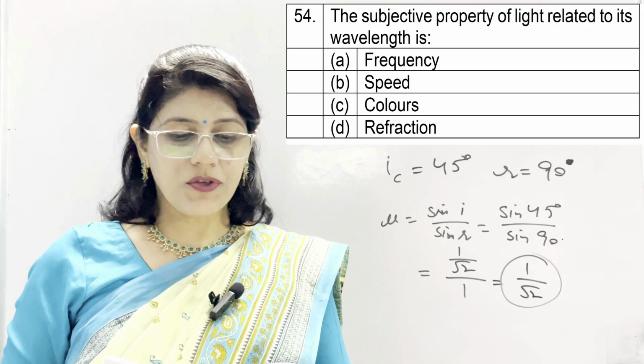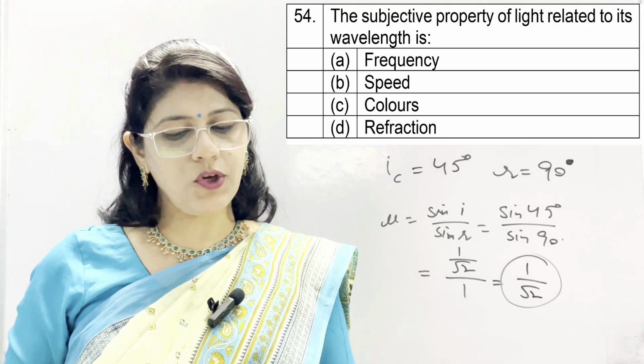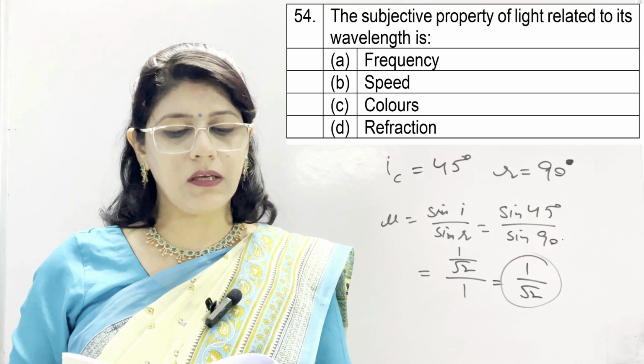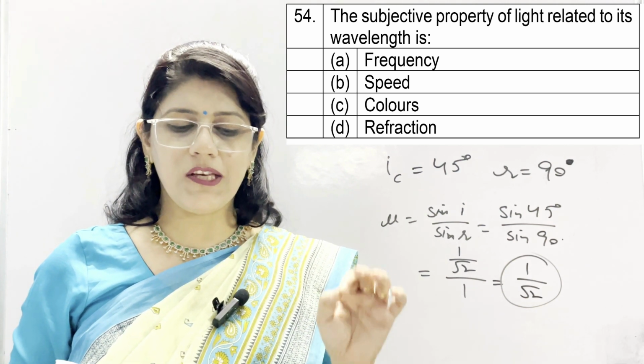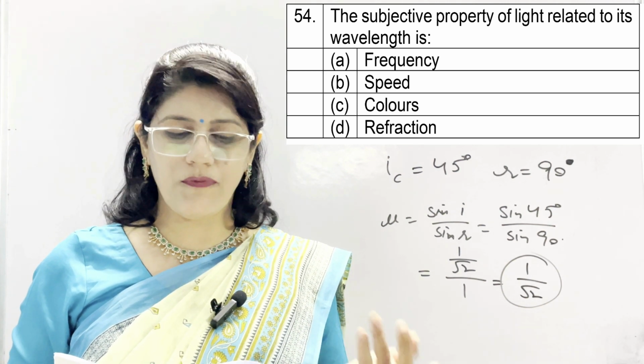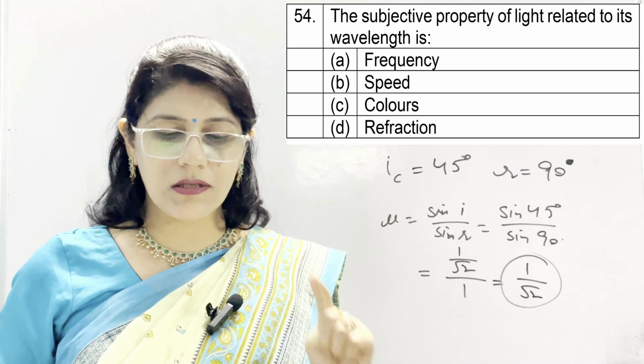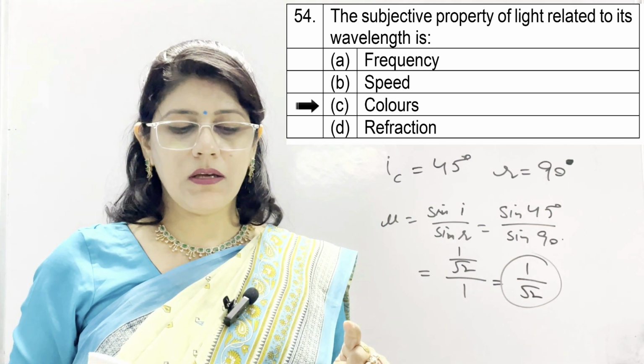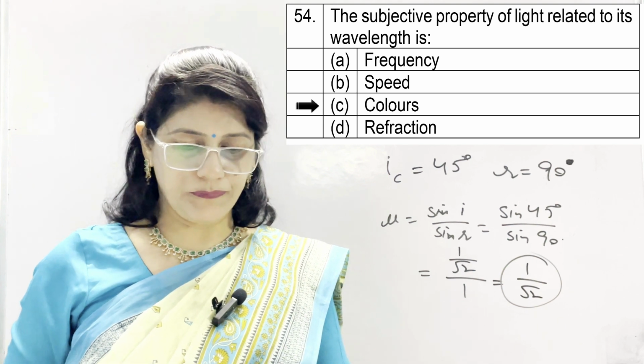Question number 54. The subjective property of light related to its wavelength is A. Frequency, B. Speed, C. Colors and D. Refraction. And the correct answer is C, because wavelength's subjective property is color.